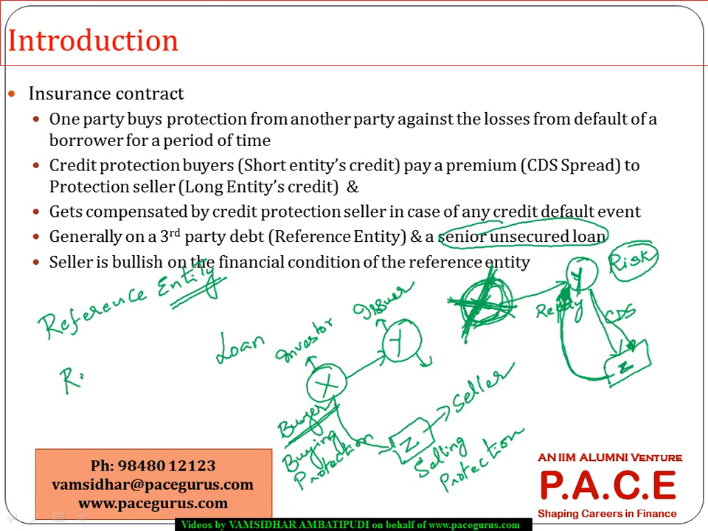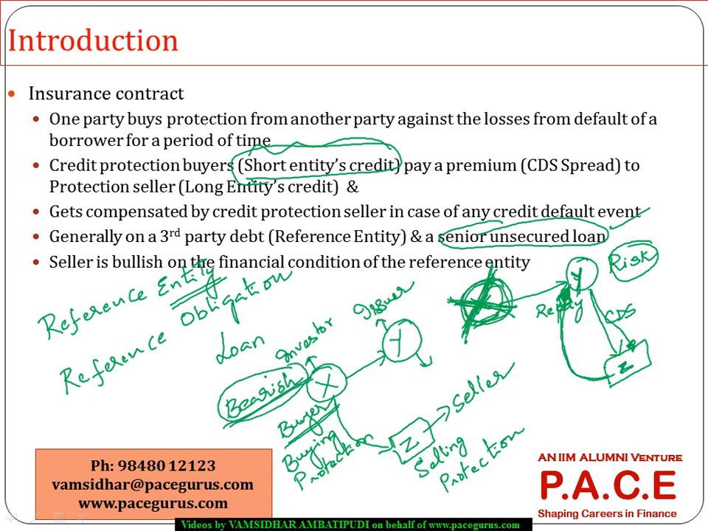That particular loan is called the reference obligation, just using some of the terms which go as a part of the credit default swap. Reference obligation, and generally the obligation is a senior unsecured loan. And now if we see one more dimension to it, the credit protection buyer is always short on the reference entity's credit. Means he is always bearish on the reference entity's credit. So that's where he wants to take a protection.